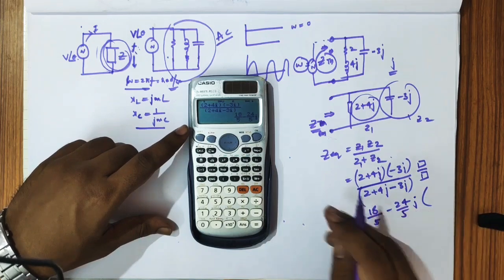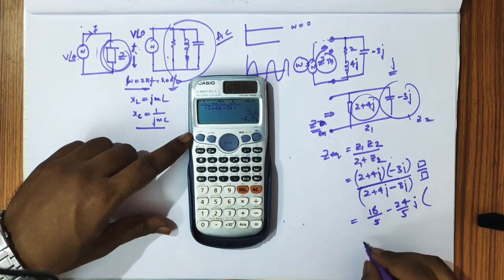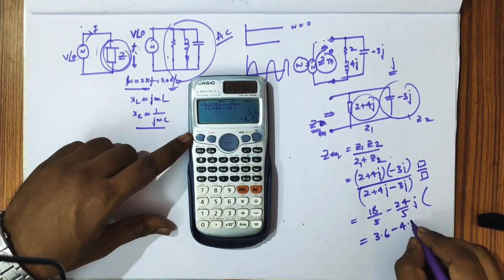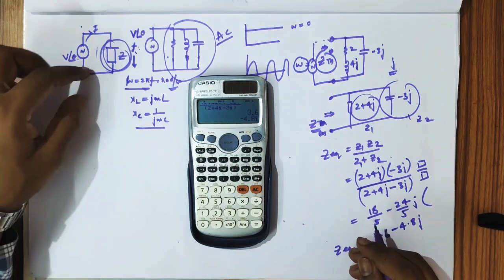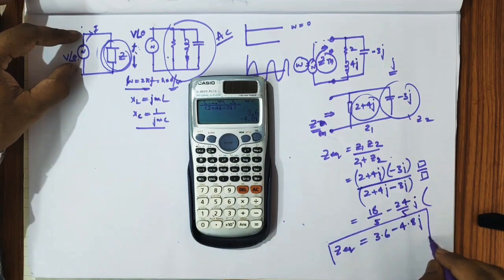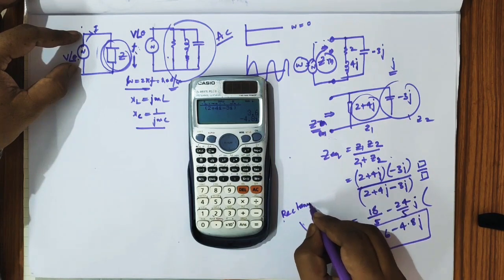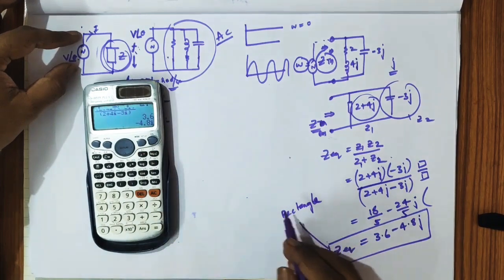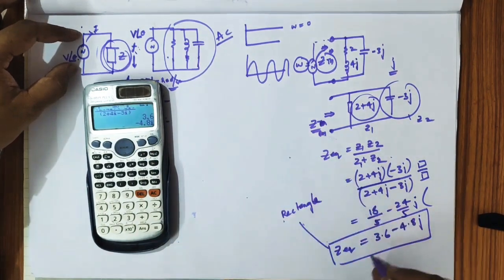If you press equals, you'll get 18 by 5 minus 24 by 5 j. We again have to normalize this, that is S to D, you click and you'll get 3.6 minus 4.8j. This is the total equivalent impedance seen by the source, which is in rectangular form.